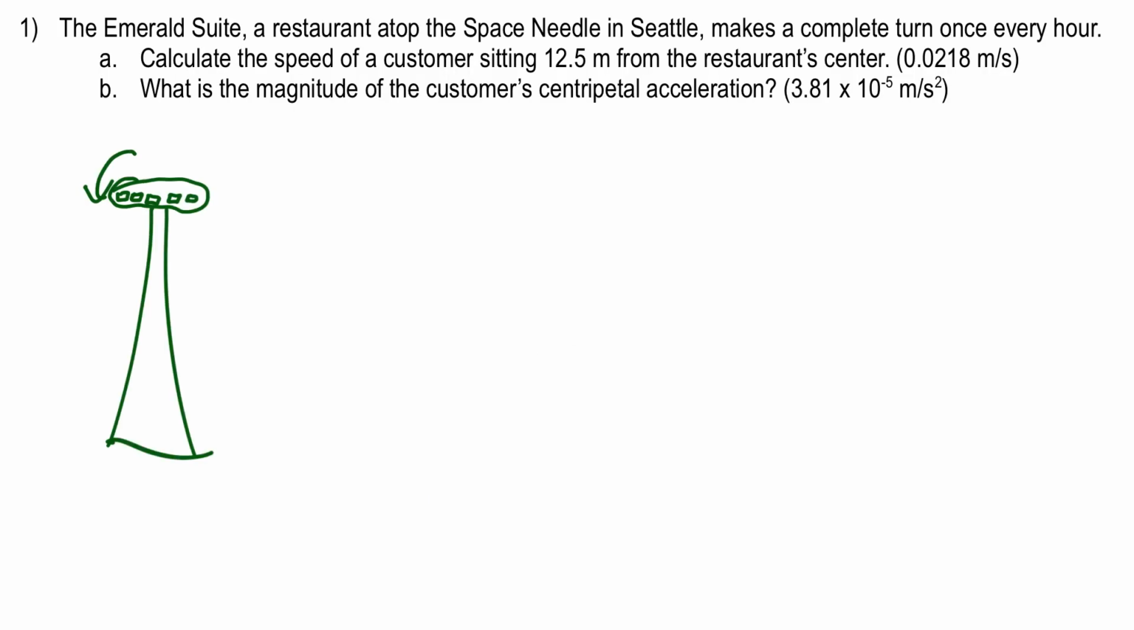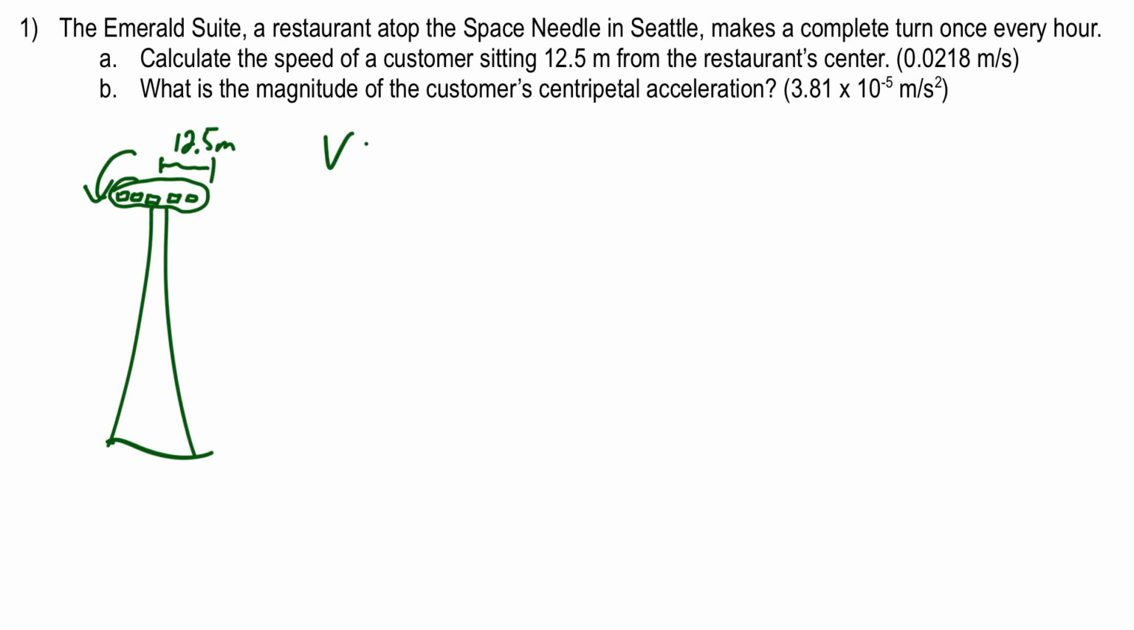In this first question, we have a restaurant atop the Space Needle, and it's slowly rotating so that folks can get a nice view of the city. We're going to figure out how fast we're moving. The customer is 12.5 meters away. I'm sure the actual needle is much bigger than this, but let's just imagine they're on the edge right there, 12.5. We want to know how fast they're moving.